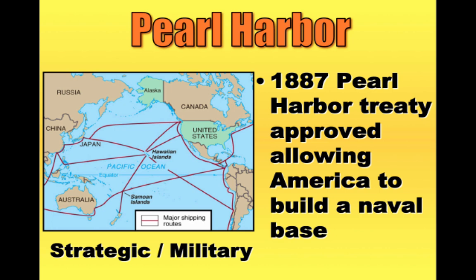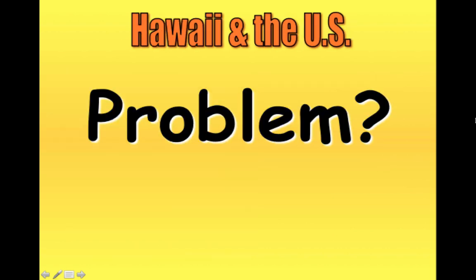navy. So in 1887, they actually get a treaty that allows the United States to build a naval base at Pearl Harbor. So you have strategic reasons. If you look again at the map, you can see Hawaii is strategically important. It's a halfway point towards Asia. So a refueling station, supplies, military bases, trade, all sorts of things. The sky's the limit here.